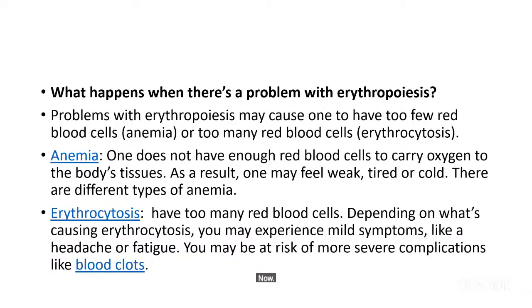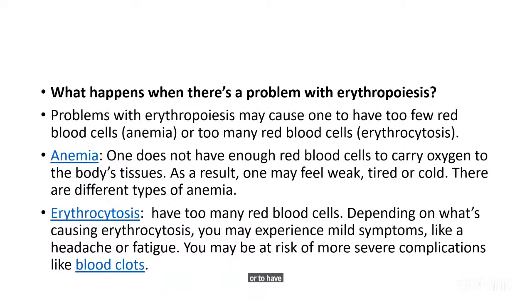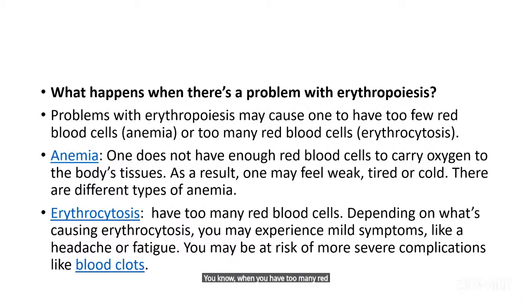What happens when there's a problem with erythropoiesis? Problems with erythropoiesis may cause one to have too few red blood cells, which we call anemia, or to have too many red blood cells, which is called erythrocytosis. When you have too many red blood cells, it is erythrocytosis.